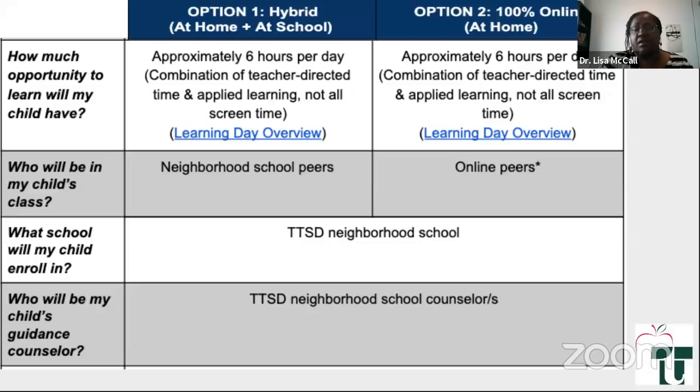We've also been hearing from families, the question is, who will be in my child's classroom? If you opt for the hybrid on-site or remote model, it will be with the neighborhood school peers that go to that attendance area. If you are 100% online, it may well be a group of online peers at that grade band level from across the district. Okay, so what school will my child enroll in? You will continue to enroll in your neighborhood school.